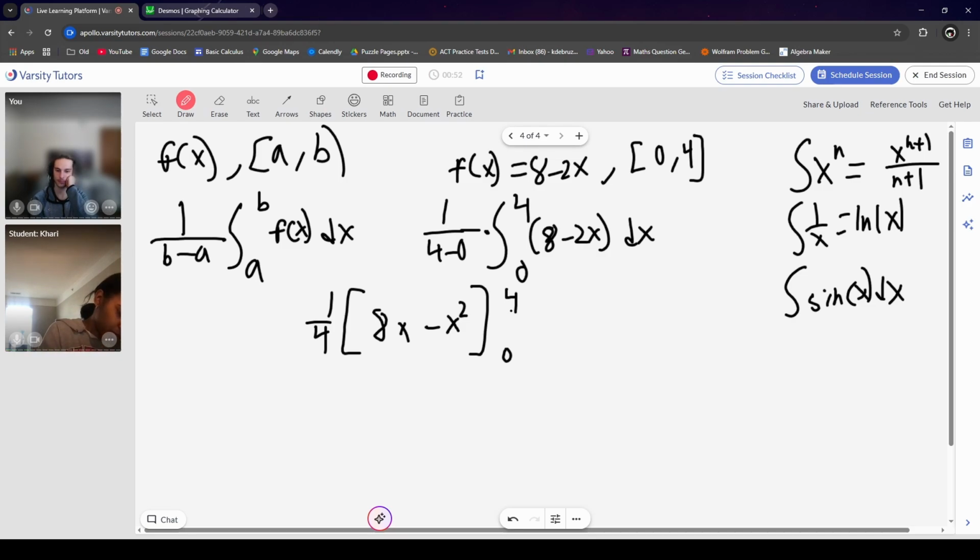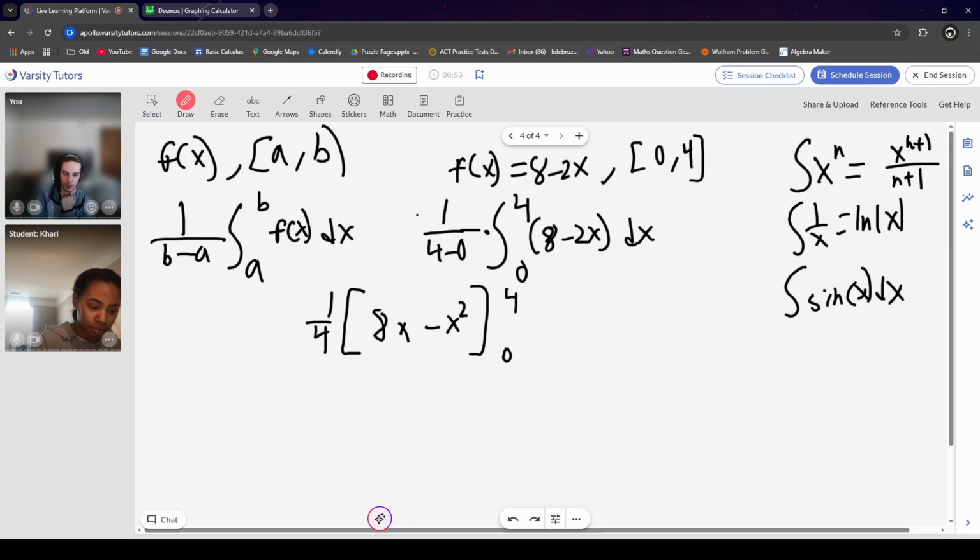So would that be 1/4 times the integral? Oh, yeah. So was I not supposed to, like, I did 1/4 integral 8 minus 1/4 times 2 integral x because of the 8 minus 2x. So you can take the 1/4 and put it in, but there's no reason to.